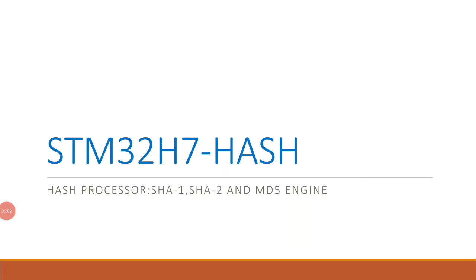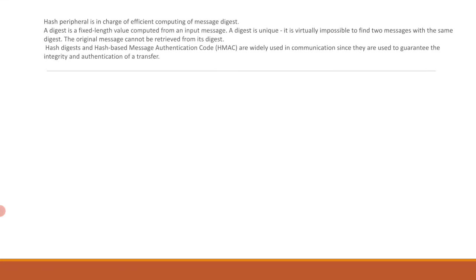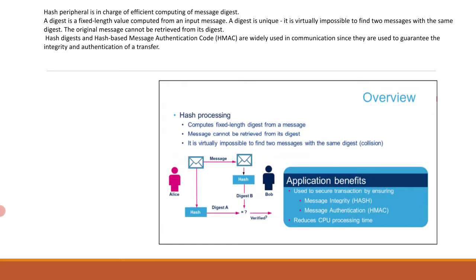Hello all, welcome again. This is a session in the series on the hash processor in the STM32H7 for SHA1, SHA2 and MD5 engine as security. The hash peripheral is in charge of efficient computing of message digests. A digest is a fixed length value computed from an input message. A digest is unique. It is virtually impossible to find two messages with the same digest. The original message cannot be retrieved from its digest.